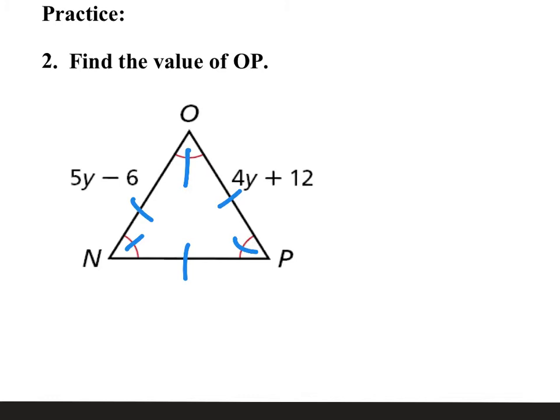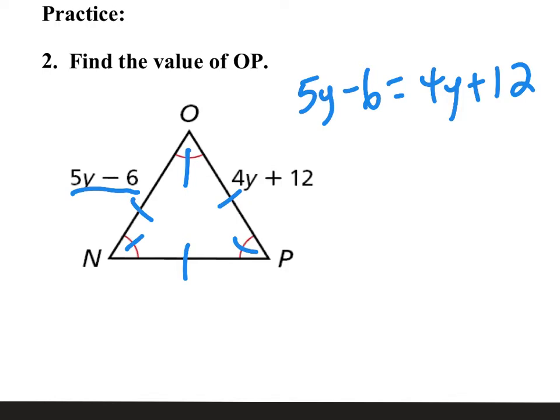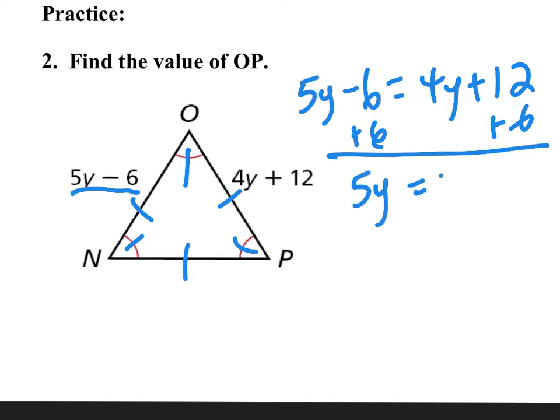Now, if all three sides are congruent, that means that this length, 5y minus 6, is going to be equal in measure to 4y plus 12, this side OP, right? So I can set those measures equal to each other, and I can just go ahead and solve for y, right? So I'm going to add 6 on both sides, combining it with my like terms. I have 5y equals 4y plus 18, subtract 4y on both sides, and I get y equals 18, right?